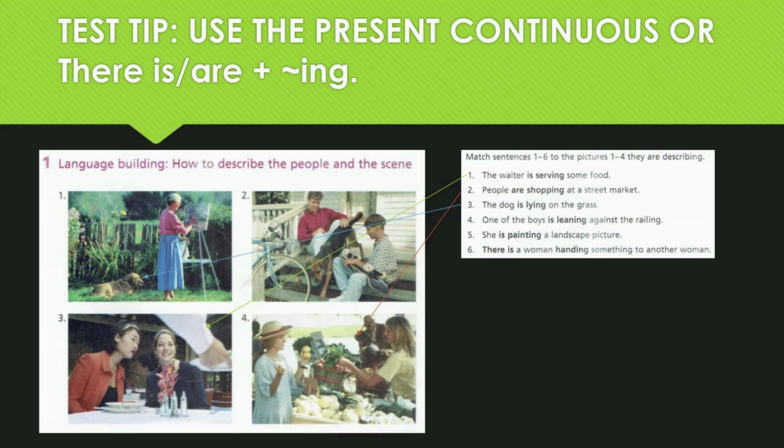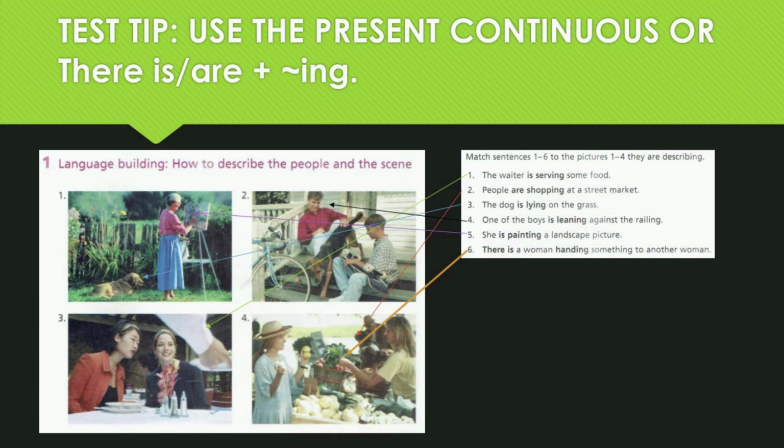Number 4, one of the boys is leaning against the railing. And it describes picture number 2. Number 5, she is painting a landscape picture. Number 5 describes picture number 1. And number 6, there's a woman handing something to another woman. And it describes picture number 4.